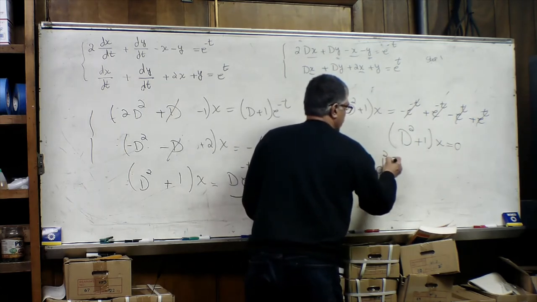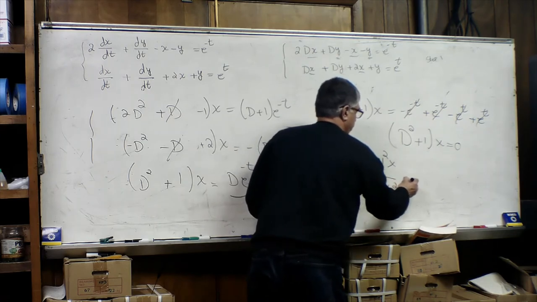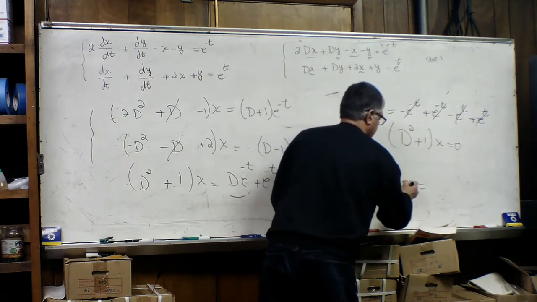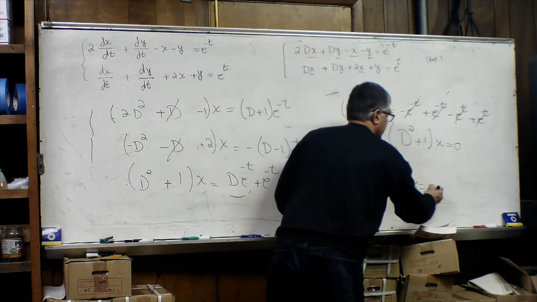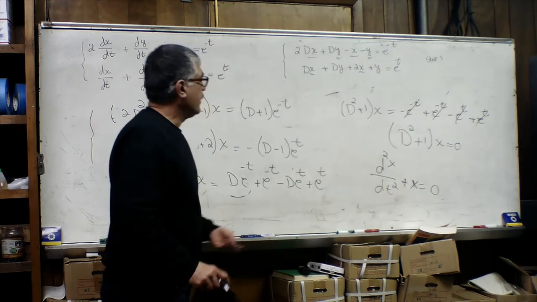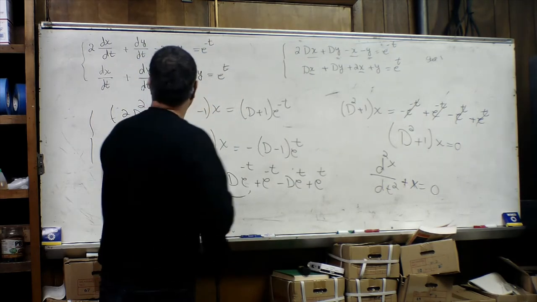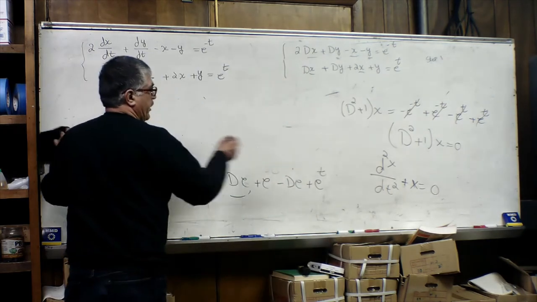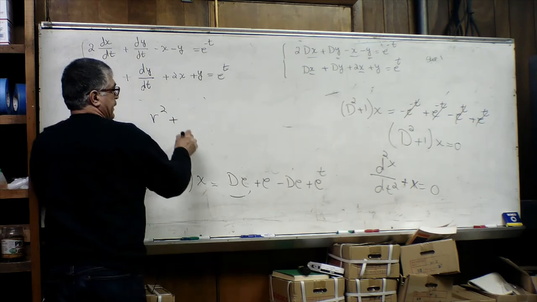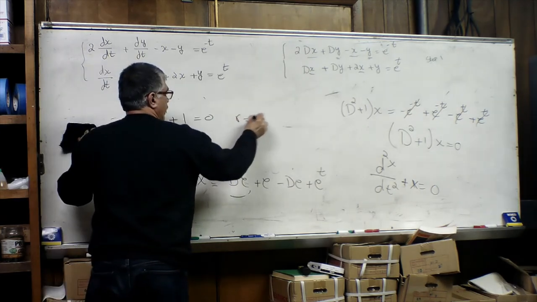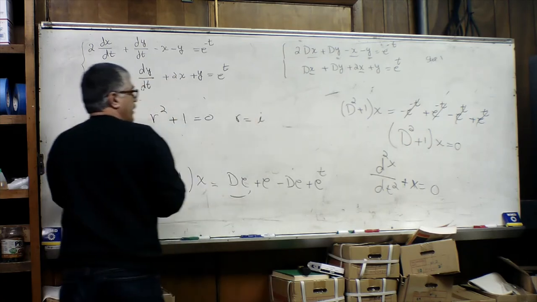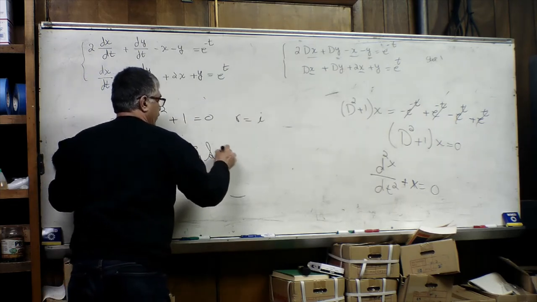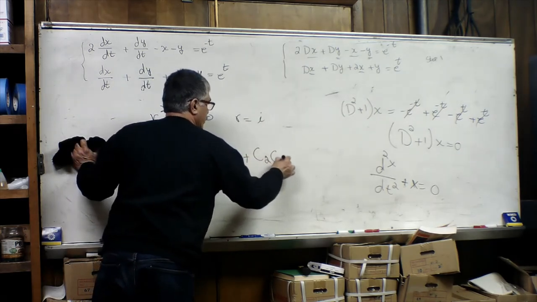So d squared over dt squared plus x is equal to 0. So now we have a homogeneous second order differential equation, and the solution to that homogeneous second order differential equation, we can write as r squared plus 1 is equal to 0. So r will be equal to i. So x will be equal to c1 sine of t plus c2 cosine of t.